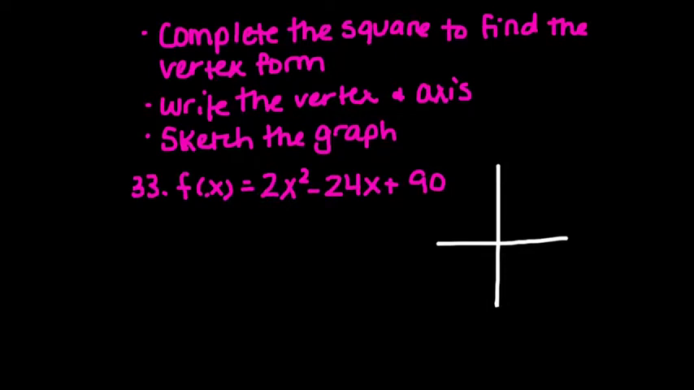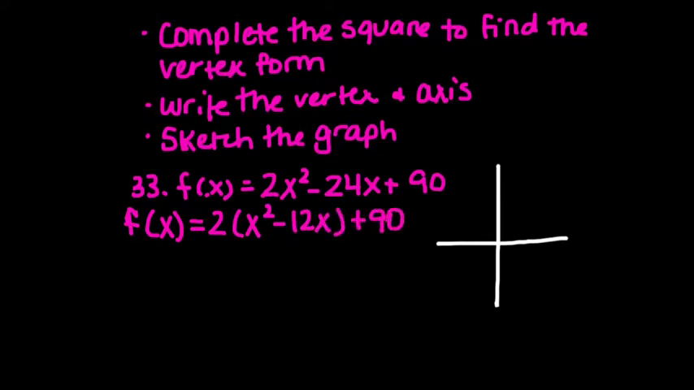I am asked to perform the same operations for f of x. I'm asked to write the equation in vertex form first. And again, that involves factoring out the coefficient of the quadratic term. So in this case, factoring out the positive 2. This leaves me with f of x equals 2, and I'm factoring out from the first two terms. So that will be x squared minus 12x, and I still have the plus 90.